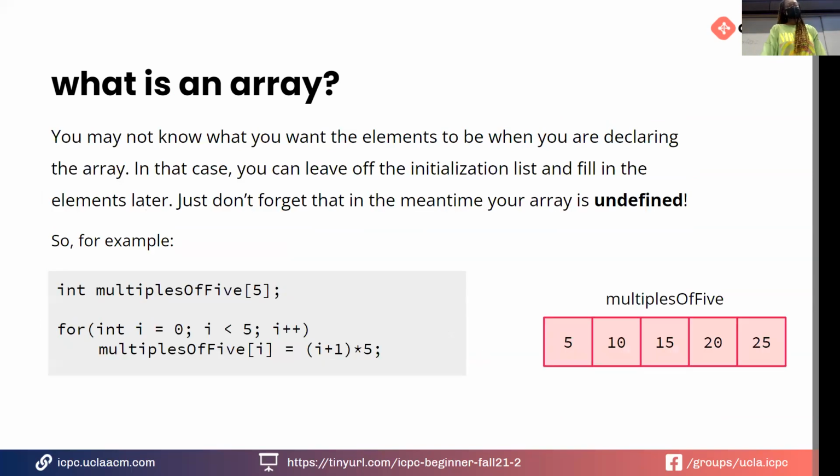And you may not know what you want the elements to be when you're declaring the array. So in that case, you can leave off the initialization list, the curly brackets with the elements in them, and you can use a loop to fill it up later. But in the meantime, your array will be undefined. So do not access it, or try to modify it, because it does not have any elements in there.